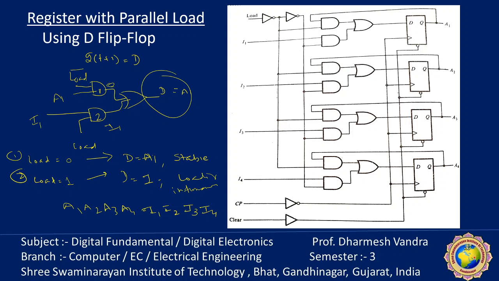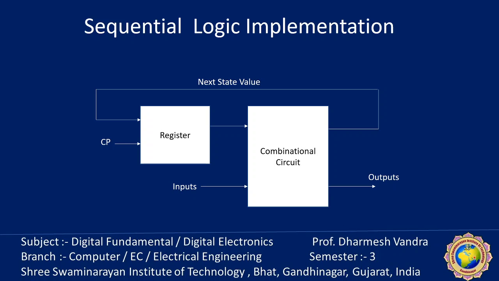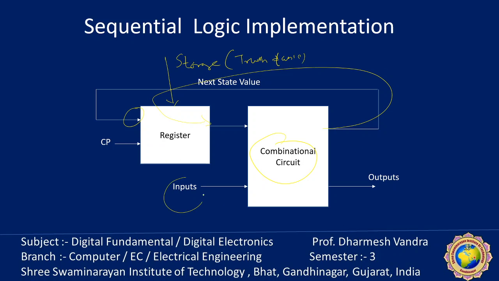A register is also helpful for designing sequential logic. Now let's see an example. What is the meaning of sequential logic implementation? The register holds the storage data. The storage information is here, and we can also make a truth table here, and this truth table is connected with the combinational circuit. So every time, whatever the previous value stored in the register, the inputs are there and the output may be generated. So remember that thing.